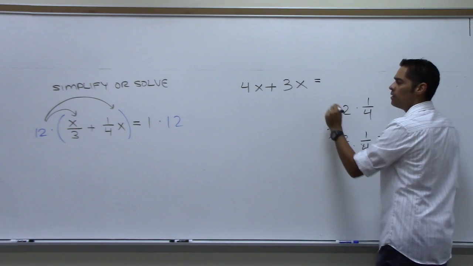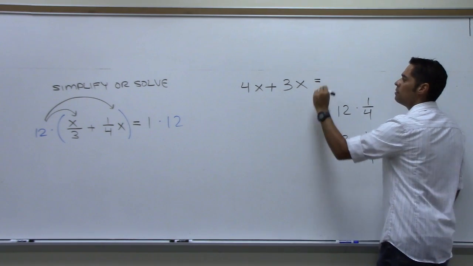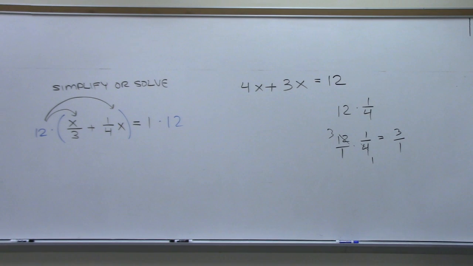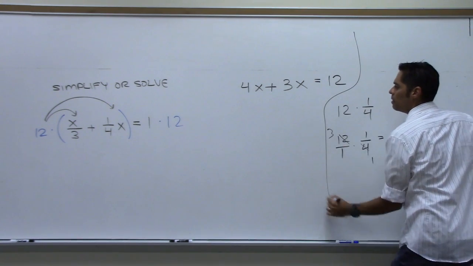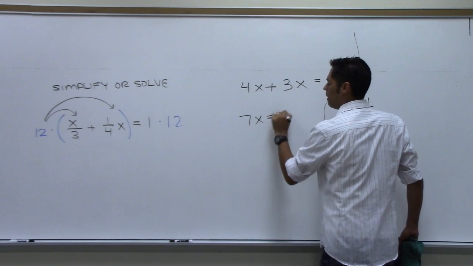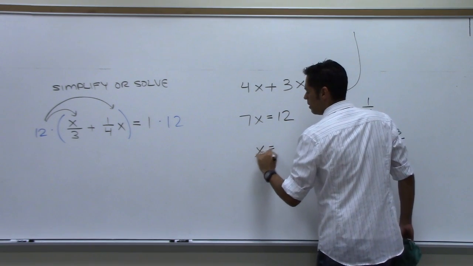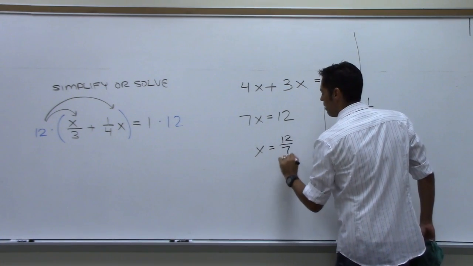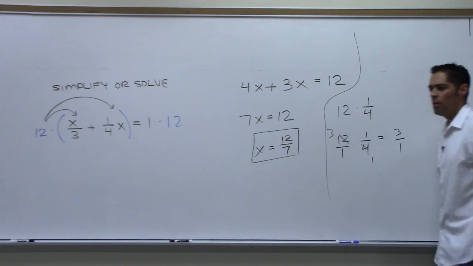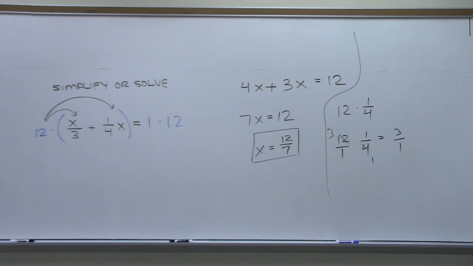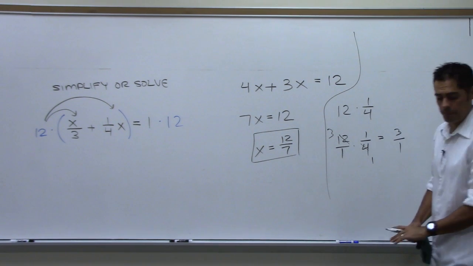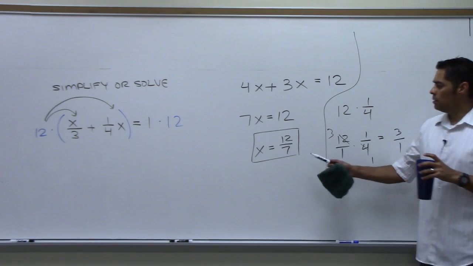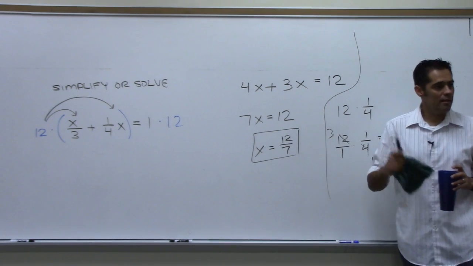Equals 12 times 1. So 12, right? Now combine your terms on the left side, 4x and 3x is 7x. So this is 7x equals 12. And finally, divide both sides by 7. 12 over 7. The solution is 12/7. If we put that as a mixed number, we can still leave it like that. If you put it as a mixed number, I would not count it wrong.